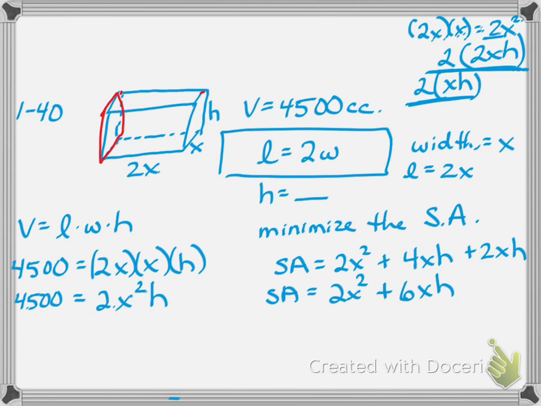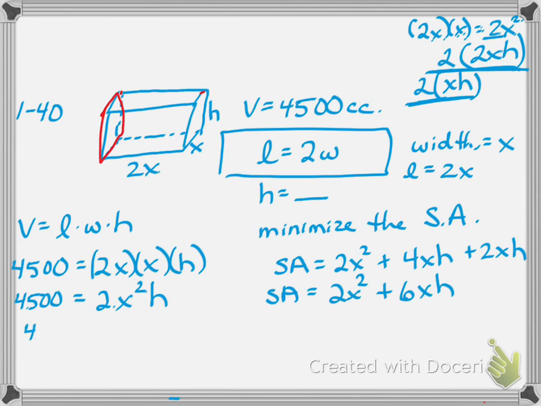Okay, so now we are down to two equations. And we're trying to minimize the surface area. So the surface area is our main equation that we want to try to deal with. So for the volume equation, we could solve it for x or h. I'm going to choose to solve it for h.